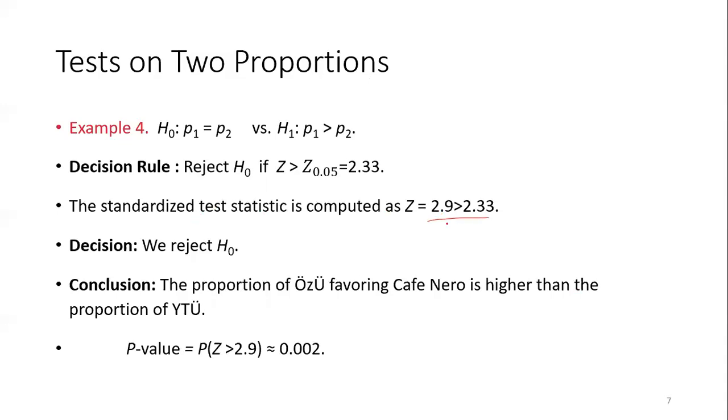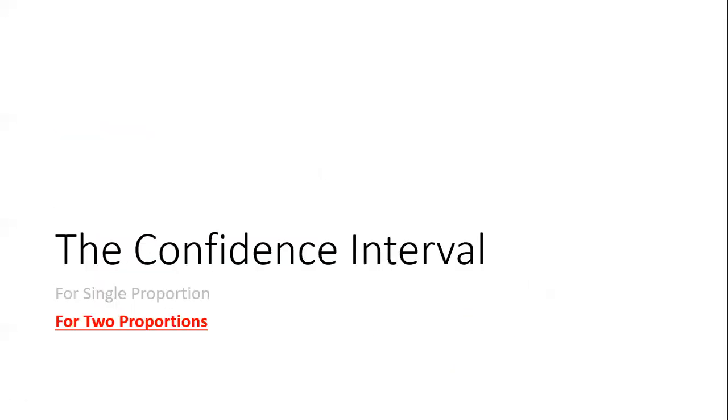Okay, so as you see this, the conclusion is the proportion of Asian students who favor Cafe Nero is higher than the proportion of students who favor Cafe Nero in Yıldız Technical University. If you just check the p-value, it turns out that the probability that z is greater than 2.9, let me just draw it again here, this is 2.9. The area here is equal to 0.002, which is 0.2%, which is very, very small. Hence, we can safely reject the hypothesis.